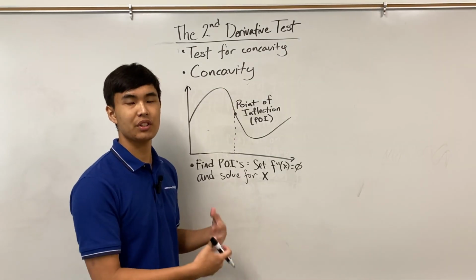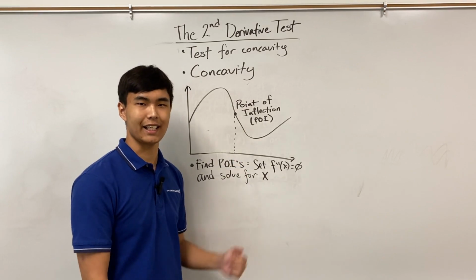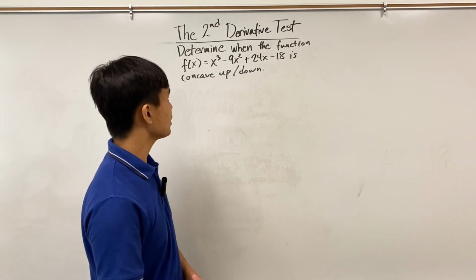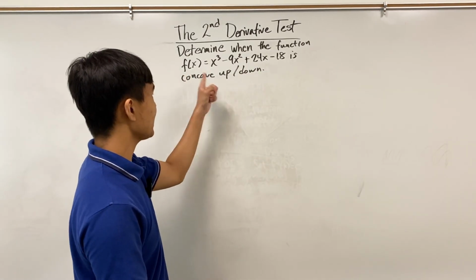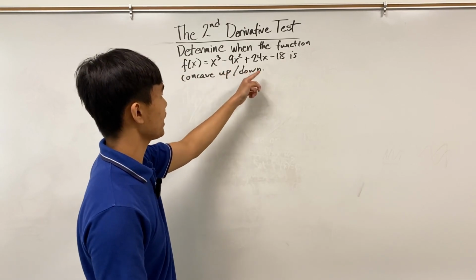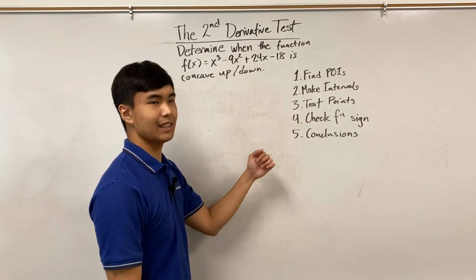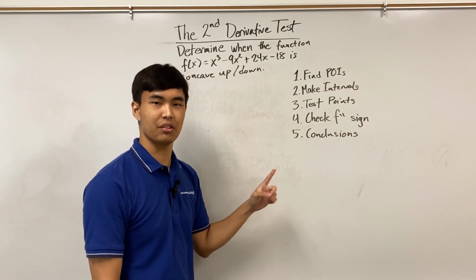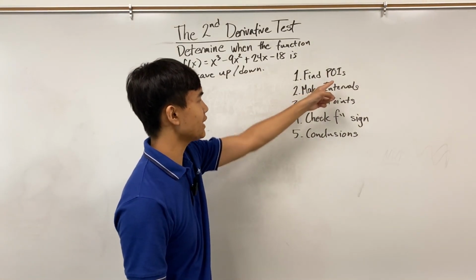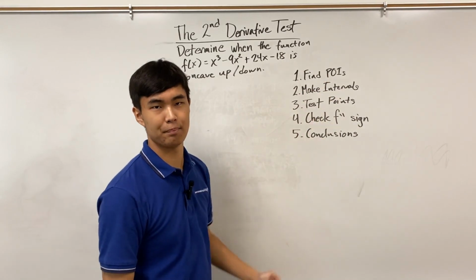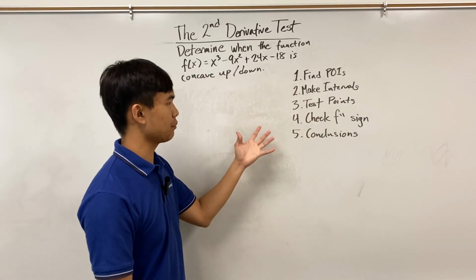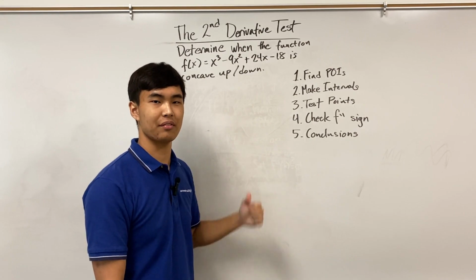Now we're going to use everything we just covered in the video to do the second derivative test. We're going to find the intervals when the function f of x equals x cubed minus 9x squared plus 24x minus 18 is concave up or down. The way we do the second derivative test is exactly the same as the way we do the first derivative test, except we're finding POIs and we're testing the sign of f double prime. Because of that, I'm not going to go over how we set up the test again. You can watch the first derivative test video for that.